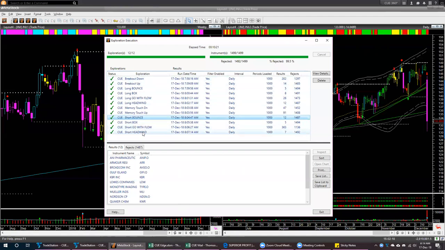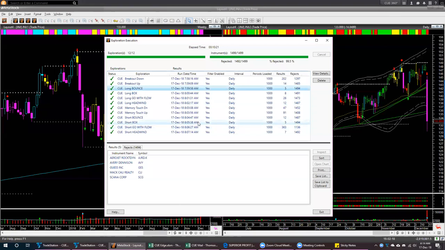I ran all these scans on the same list of stocks, I think S&P 500. And if you see the result, breakout downside is 202, whereas breakout upside is only 14. It's more than 10 times breaking downside than breaking upside. Breaking down is much more. That is also showing the weakness of the market. Long possible bounce, we have to look at the chart, is 5, and short bounce is more, 12. Go with flow, long possible 26, short 363. Very lopsided to the bearish side.